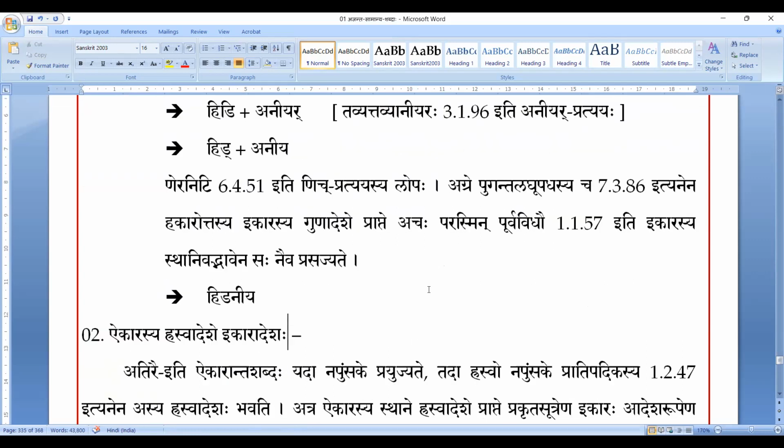Then similarly, Atirai, another Shabda. Atirai iti, Ekarasya Aikarasya Rasvadeshe Ikaradesha. Katam Atirai is a Napumsakalinga Shabda.